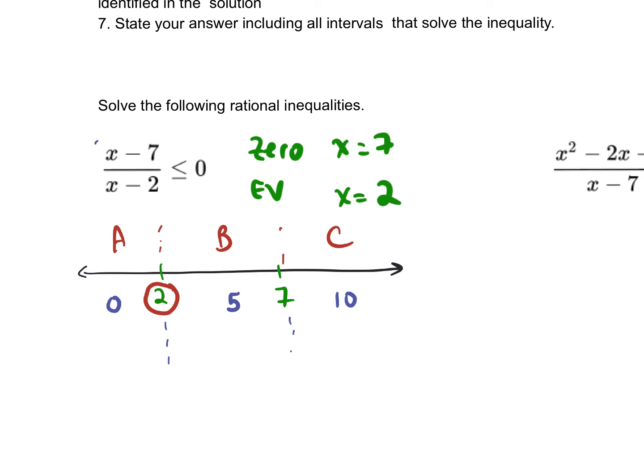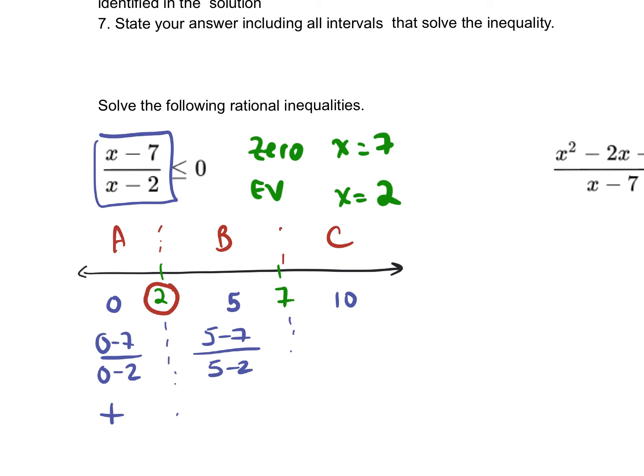And then same thing, I'll plug into my expression, and I'll see if it's negative or positive. 0 minus 7 over 0 minus 2. Those are both negative, so when I divide 2 negatives, I get a positive. It's positive 7/2, but I don't really care what the number is. 5 minus 7 over 5 minus 2 is going to be negative over positive, which is a negative. And then 10 minus 7 over 10 minus 2 is positive over positive, which is positive.